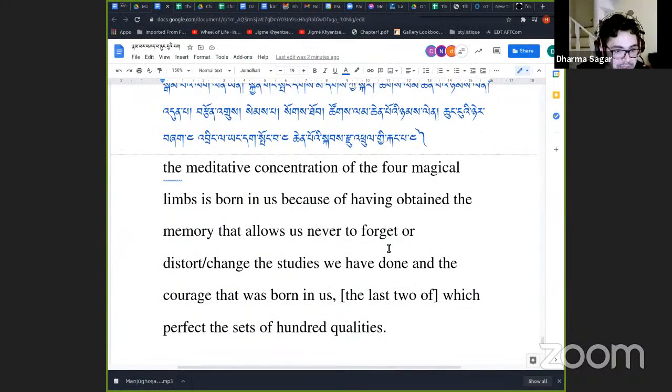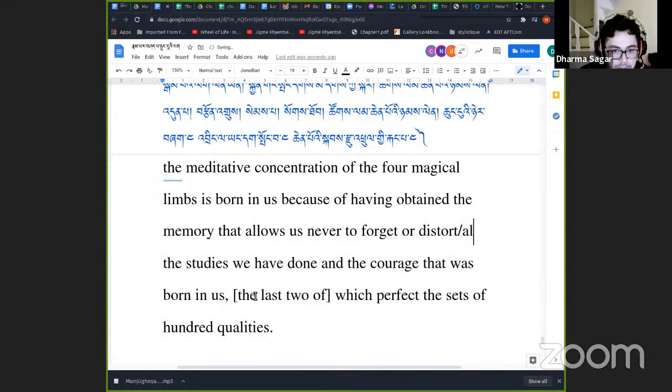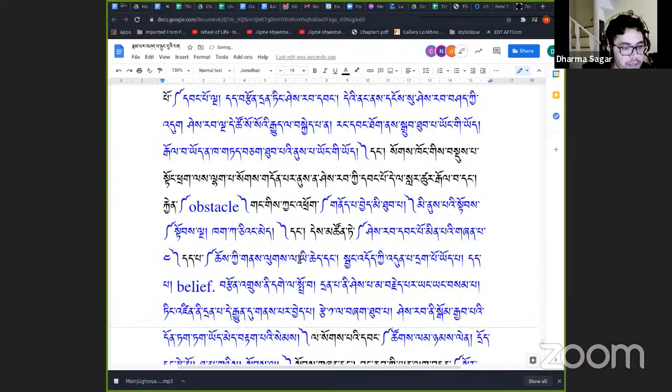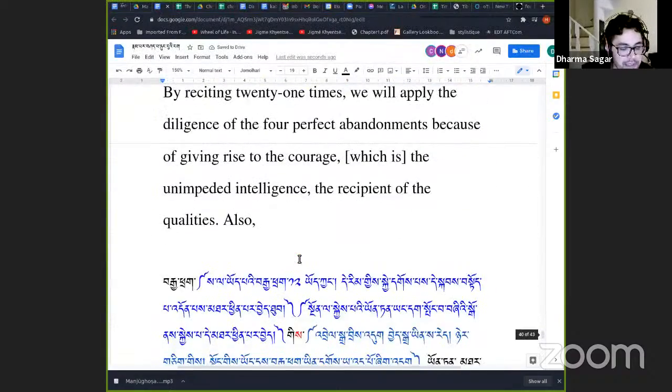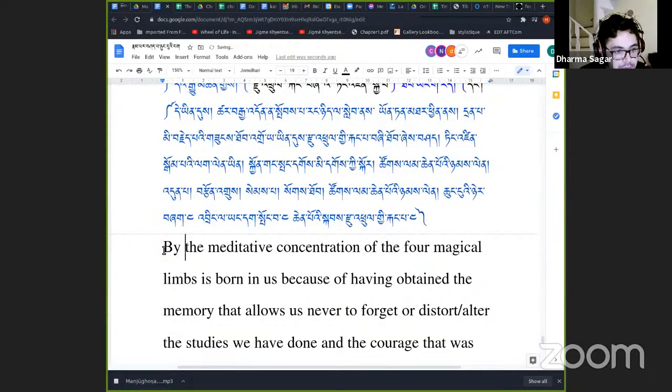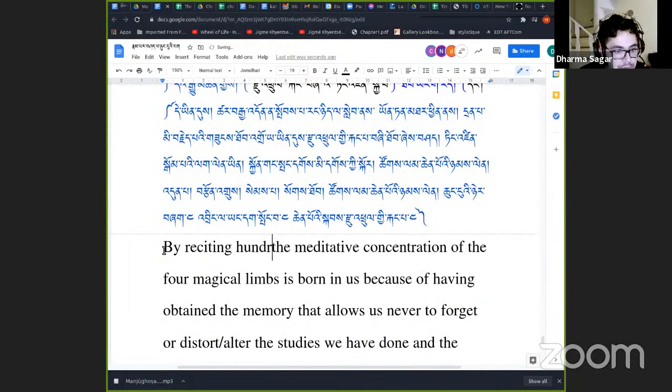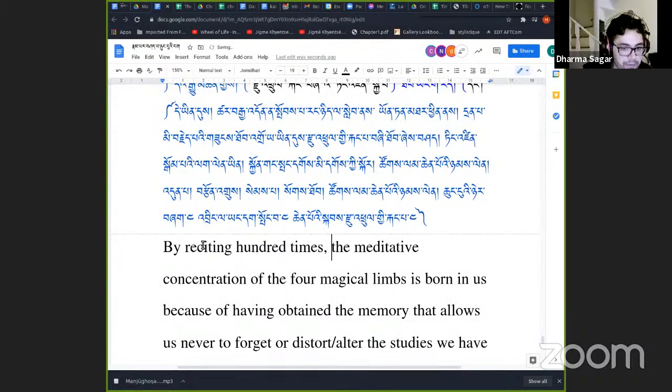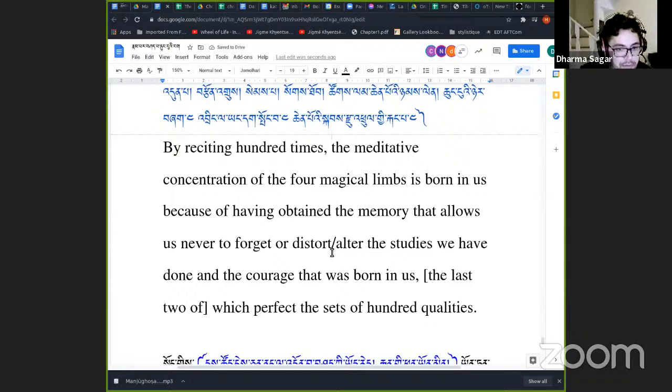So I need to change the translation. Just don't change, yes. Change, you can put, maybe, alter. You were looking for a better word. Yes. Alter. It's better. Okay. What we have by reciting 100 times, the mental consciousness form is born in us because of having obtained the memory now. So it's perfect.